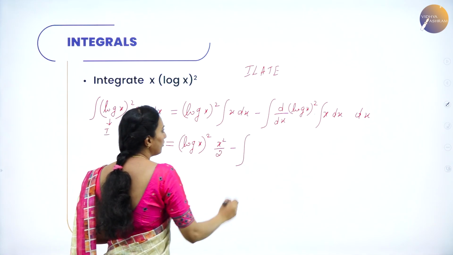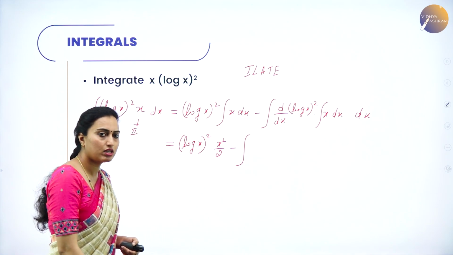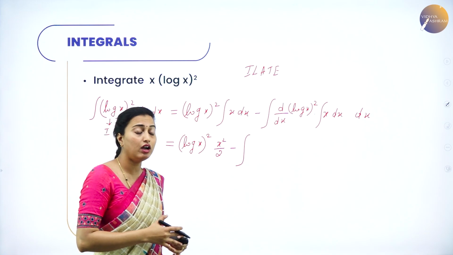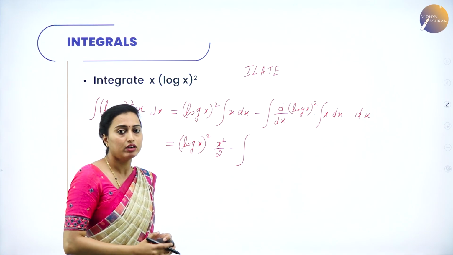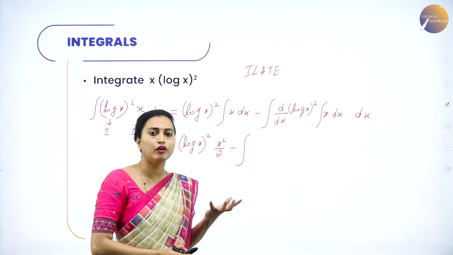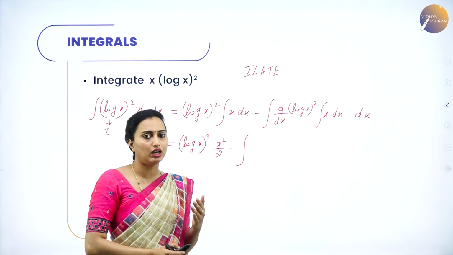Minus integral of, what is d by dx of log x? d by dx of log x is nothing but 1 by x. But here you have log x whole squared. So first let us consider it as theta squared. What is d by d theta of theta squared? Which is 2 theta, isn't it?